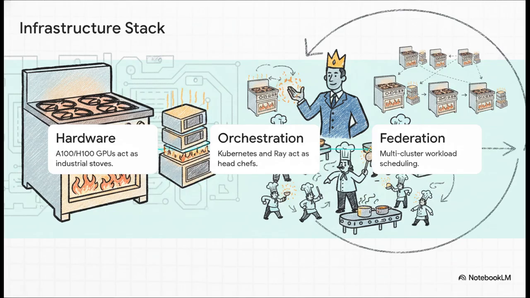Finally, Layer 2 is federation. Think of this as the restaurant manager. This layer oversees multiple clusters, so essentially managing multiple kitchens all at once, scheduling workloads based on overall resource availability.